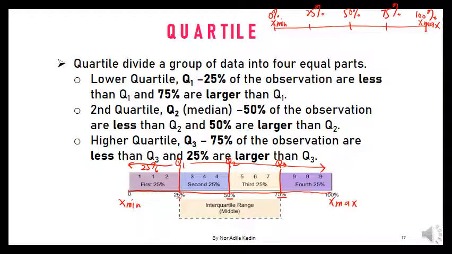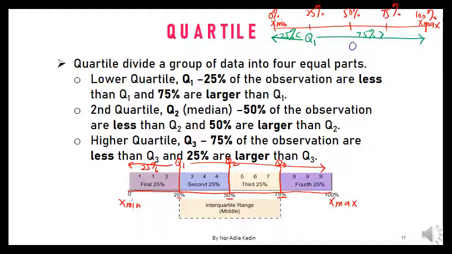So, Q1 adalah 25% daripada jumlah keseluruhan. So, Q1 awak dekat sini. So, kalau you dah susun, 25% di sebelah kiri ni should be less than your Q1. The other 75% will be more than Q1.